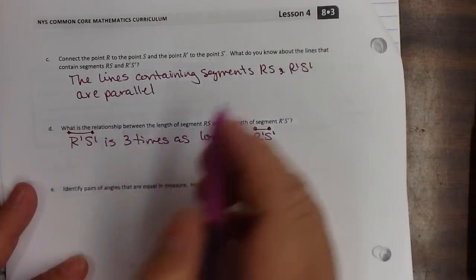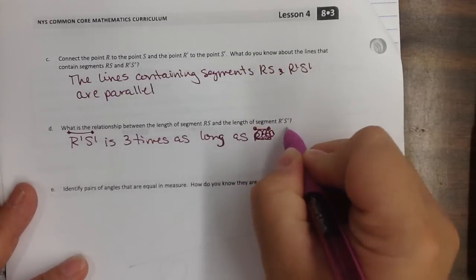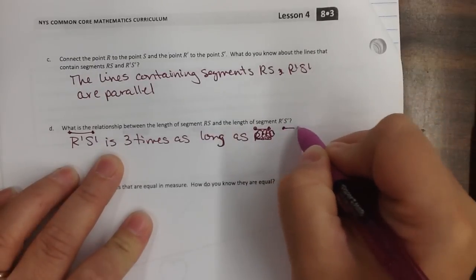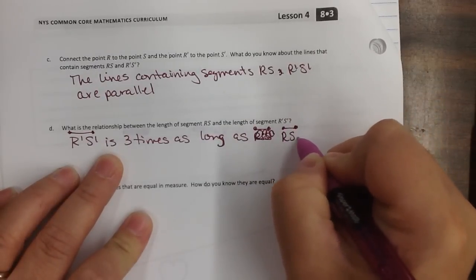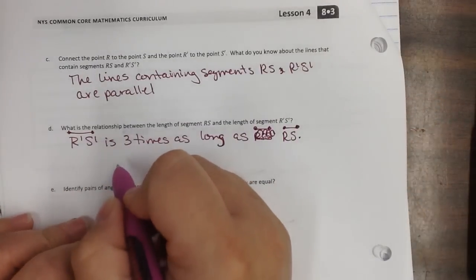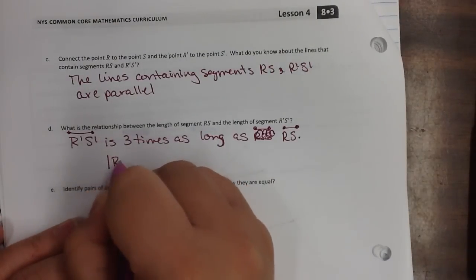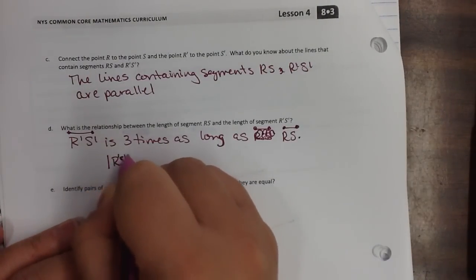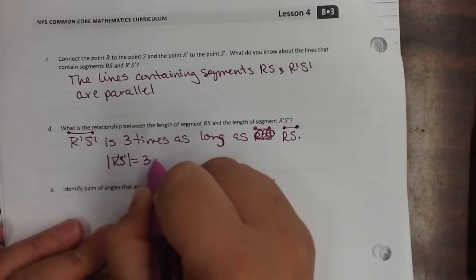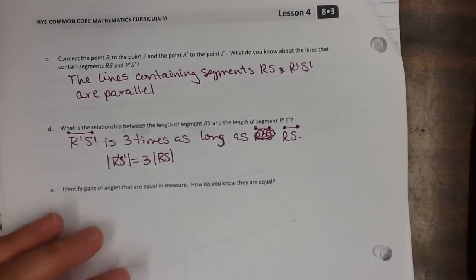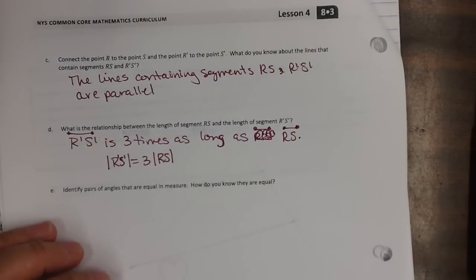So segment R prime S prime is 3 times as long as segment RS, and that's because of the definition of a dilation. The length of R prime S prime equals 3 times the length of RS, by the definition of a dilation. Next: identify pairs of angles that are equal in measure. How do you know they are equal in measure?